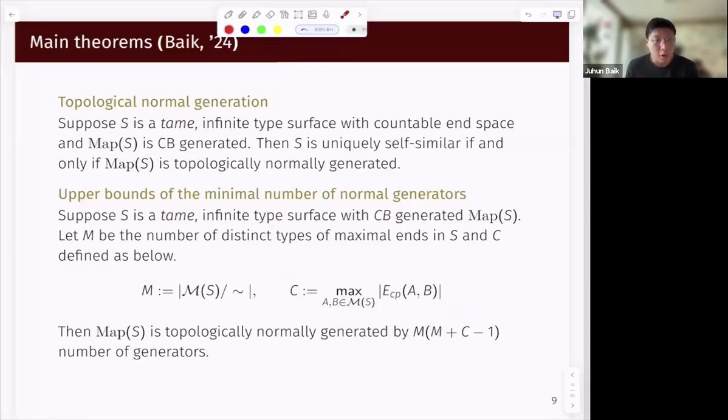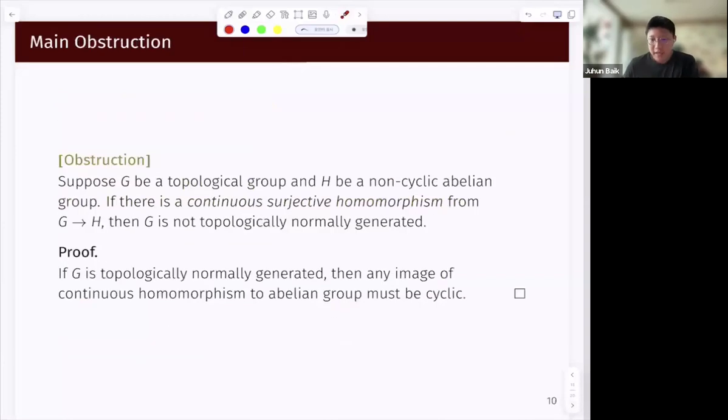Those M and C only depend on the topology of the surface, and the mapping class group is topologically normally generated by M times (M plus C minus 1) elements. So it is bounded, and since M and C depend only on the topology of the surface, (M plus C) squared will bound this. This means the minimal number of normal generators is bounded quadratically by its topology. So those are the theorems.